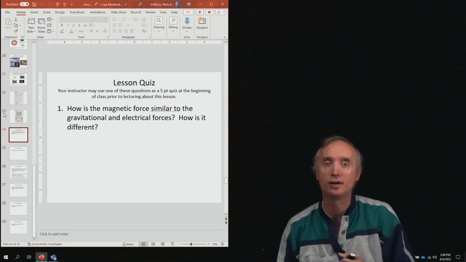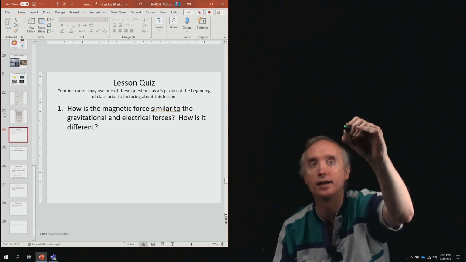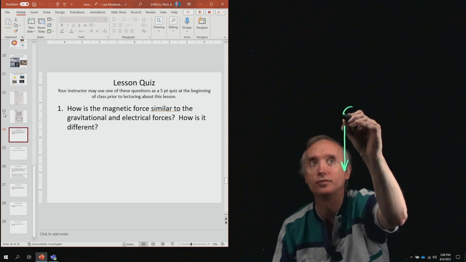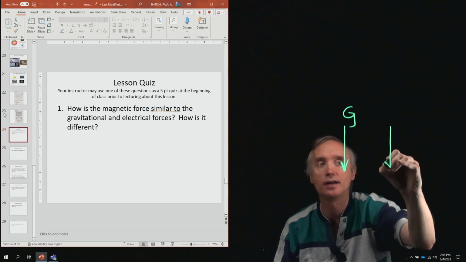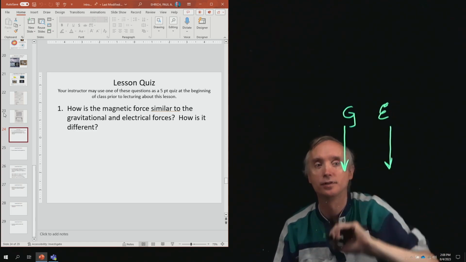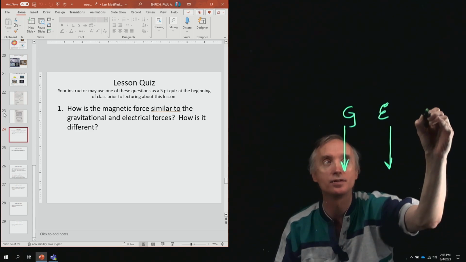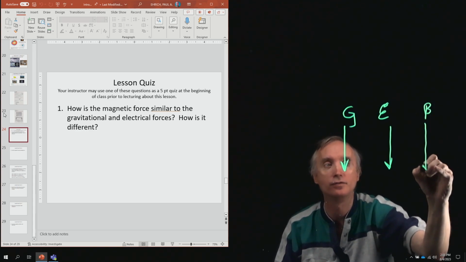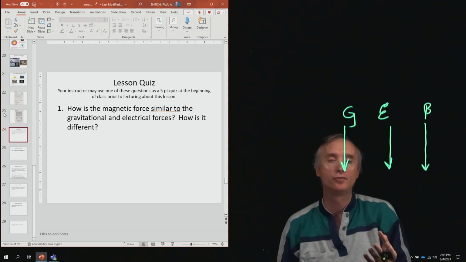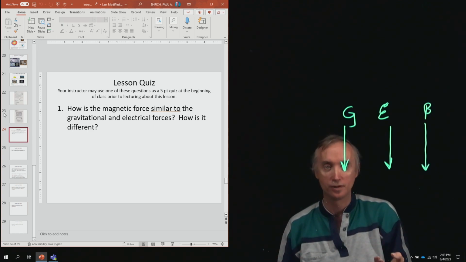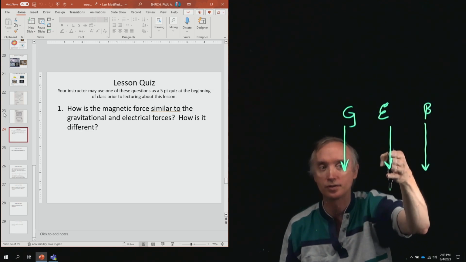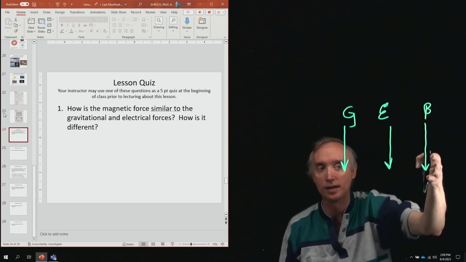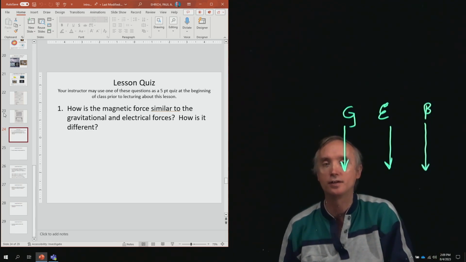So in the case of gravity, you had a gravitational field, and in the case of electricity, you had the electric field. And in the case of magnetism, you had the magnetic field. So all three of the forces involve fields. So you have gravitational force, gravitational field, electrical force, electrical field, magnetic force, magnetic field. Now what's different is the direction that particles go in.